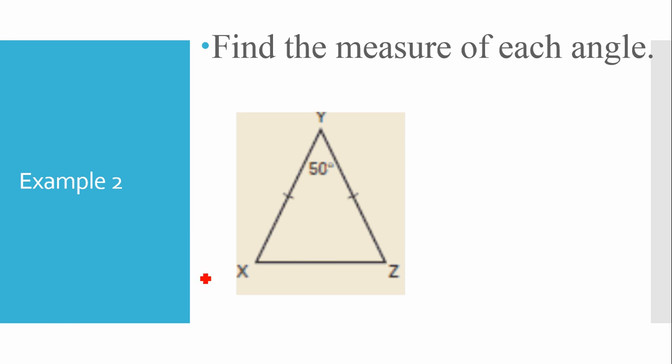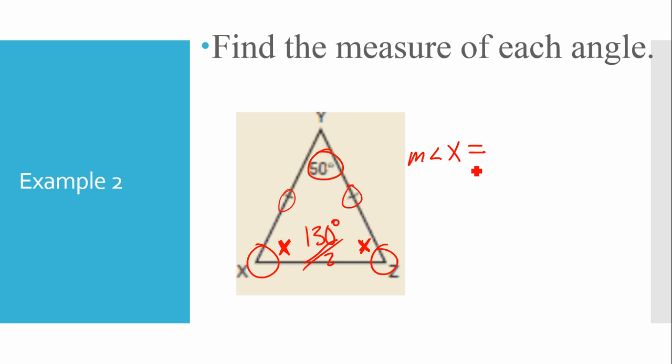Find the measure of each angle. If this was 50, I know that these two angles added together would have to equal 130. Well, I know since they are opposite these congruent sides, I know for a fact that both of these angles are congruent to each other. So since both of those angles would equal each other, then all I need to do is divide this in half. Take 130 degrees, divide it in half, and I find out that these two base angles, so angle X, the measurement of angle X would equal 65 degrees. And I also find out that the measurement of angle Z would equal 65 degrees as well.